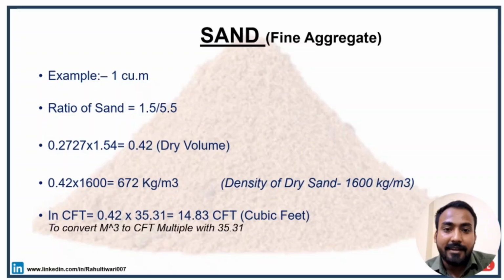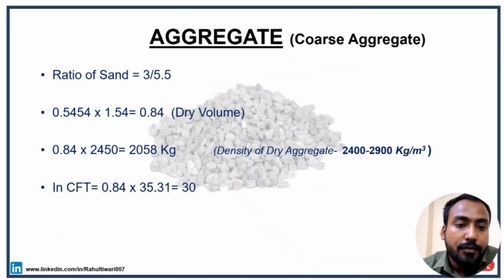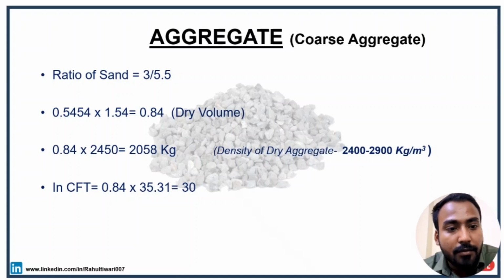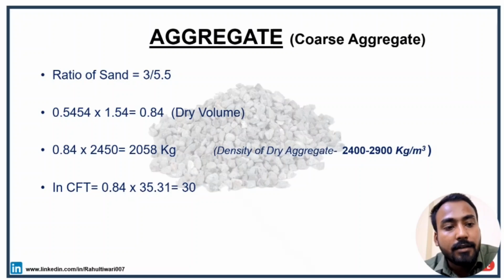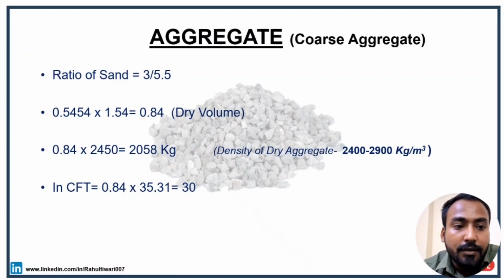Aggregate is calculated upon 5.5. 3 upon 5.5, that is 0.545, multiplied by 1.54 is equal to 0.84. The rest is the same as the previous one. The density of the aggregate is taken as 2400; it varies from 2400 to 2900 kg per meter cube. I have taken 2400 here, multiplied by 0.84 is equal to 2058 kgs. In cubic feet, 0.84 multiplied by 35.31 is equal to 30 cubic feet.